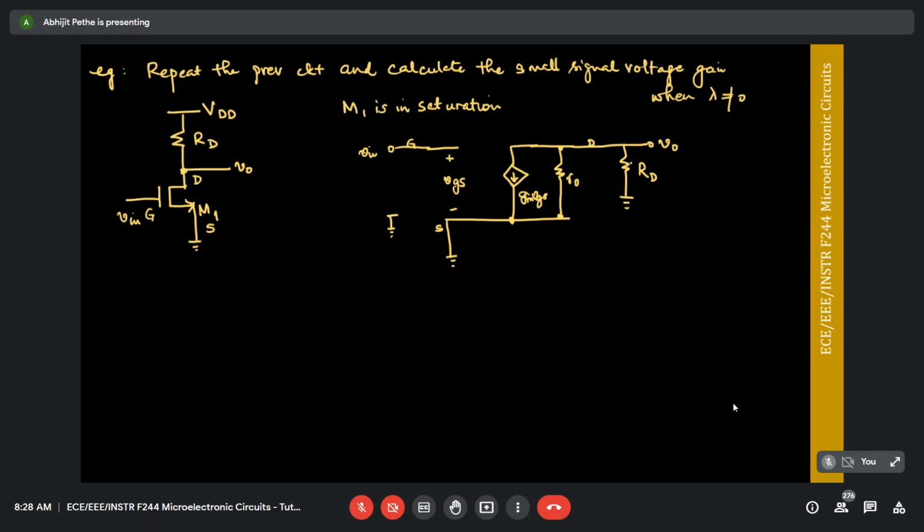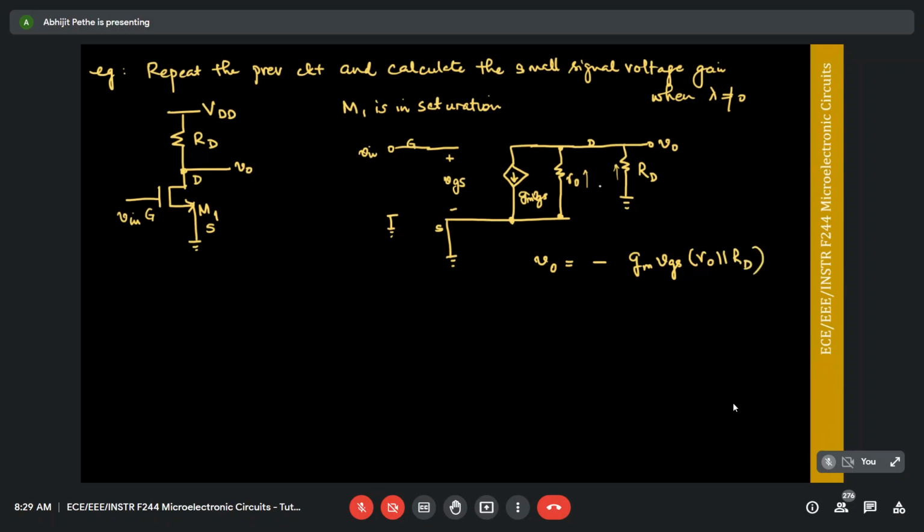What is the net current flowing in? So let's look at this. How do you calculate V0? GM VGS is the current flowing in this part of the circuit, so I need to calculate the current flowing in RD. The good part is RD and R0 are connected in parallel. If I want to calculate V naught, what is the net current flowing through the parallel combination of R naught and RD? GM VGS. So V naught is given by minus GM VGS times R naught parallel RD.